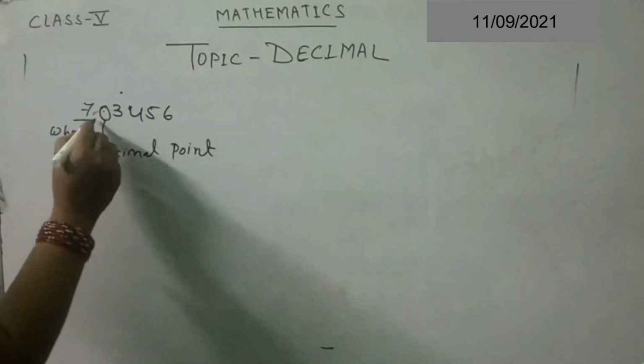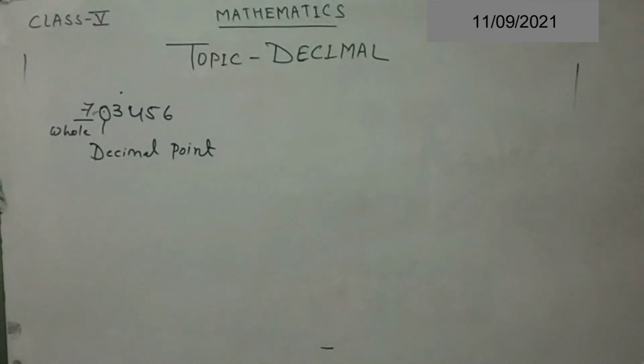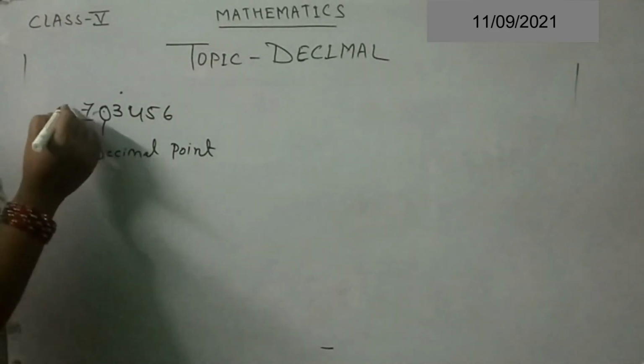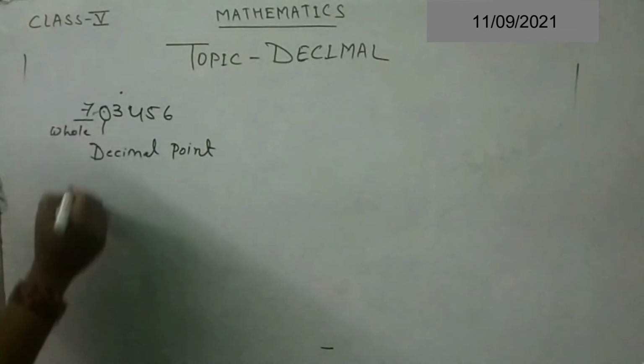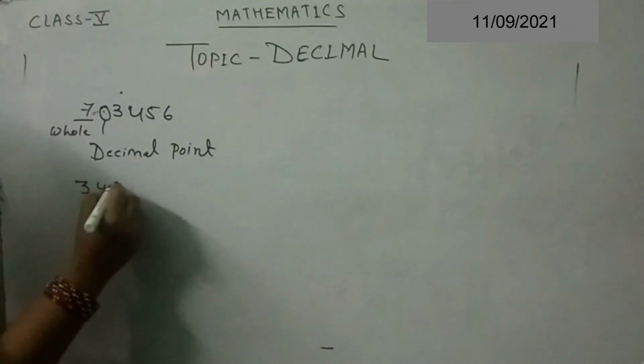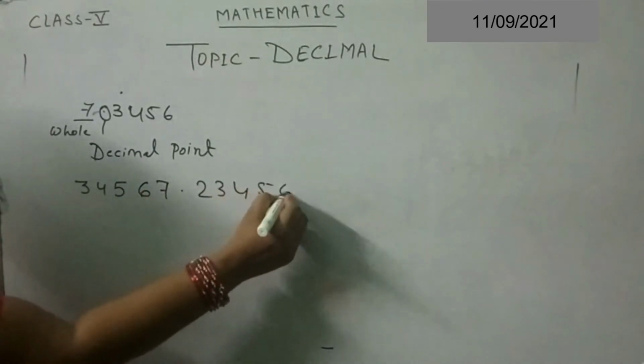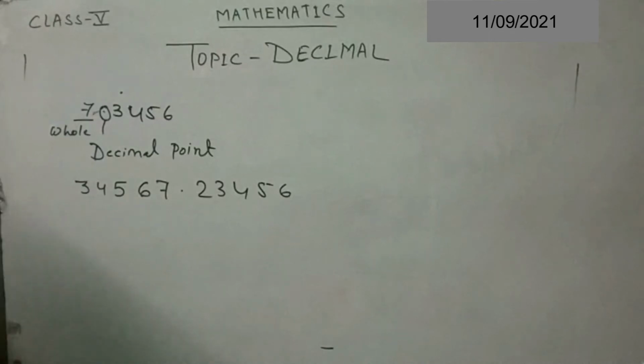What is the decimal point? This dot is called the decimal point. You can say a decimal is a number that has a decimal point somewhere in the number. The numbers on the left side of the point represent the whole number. Let's take another example of a decimal number: 34567.23456.